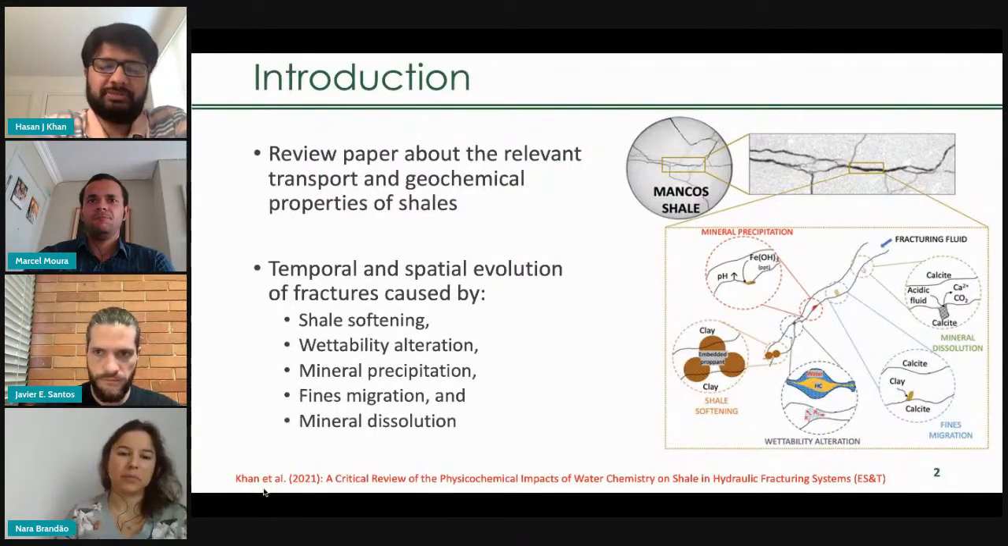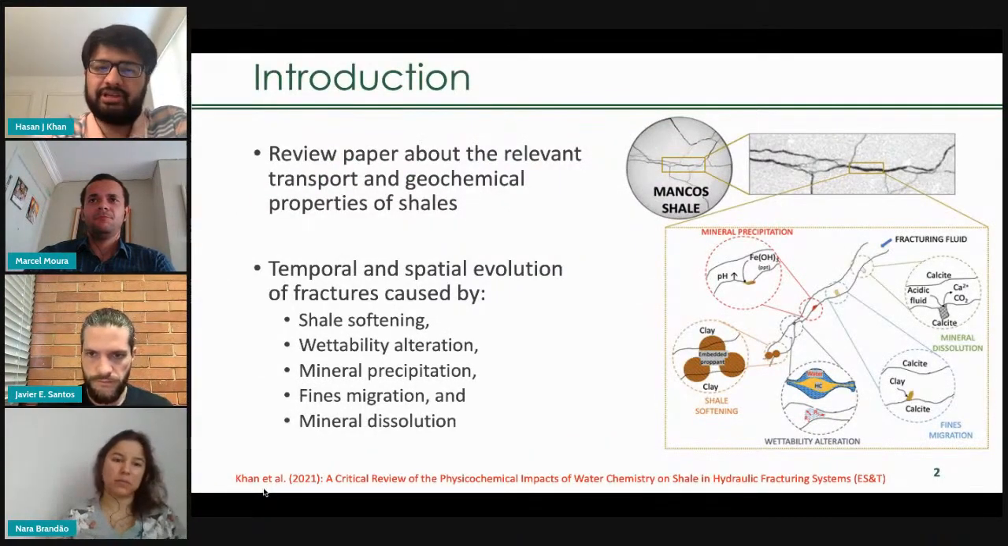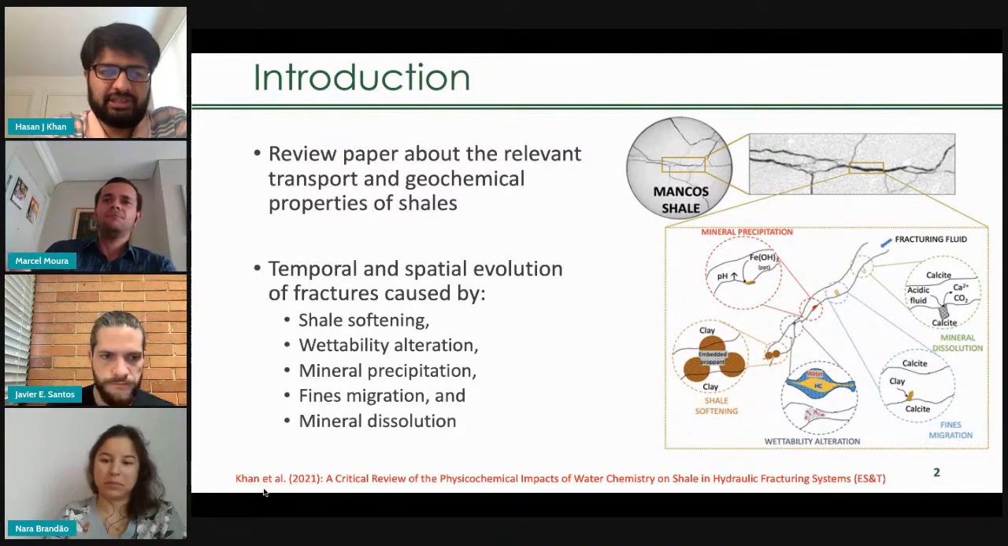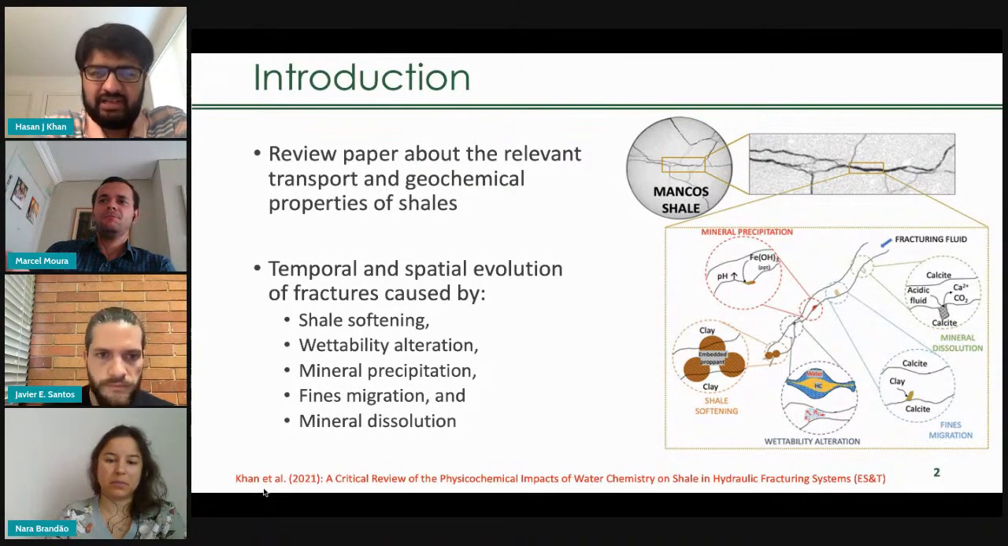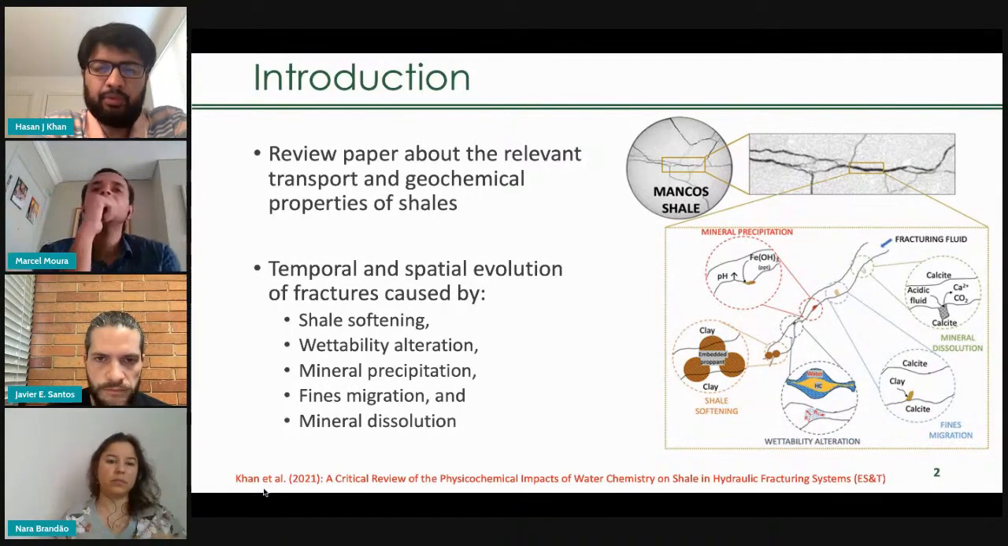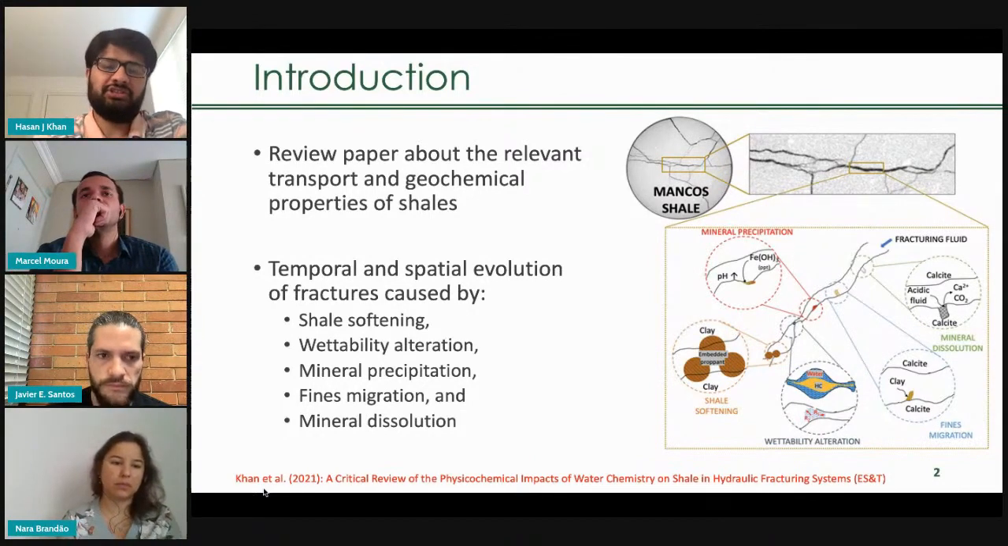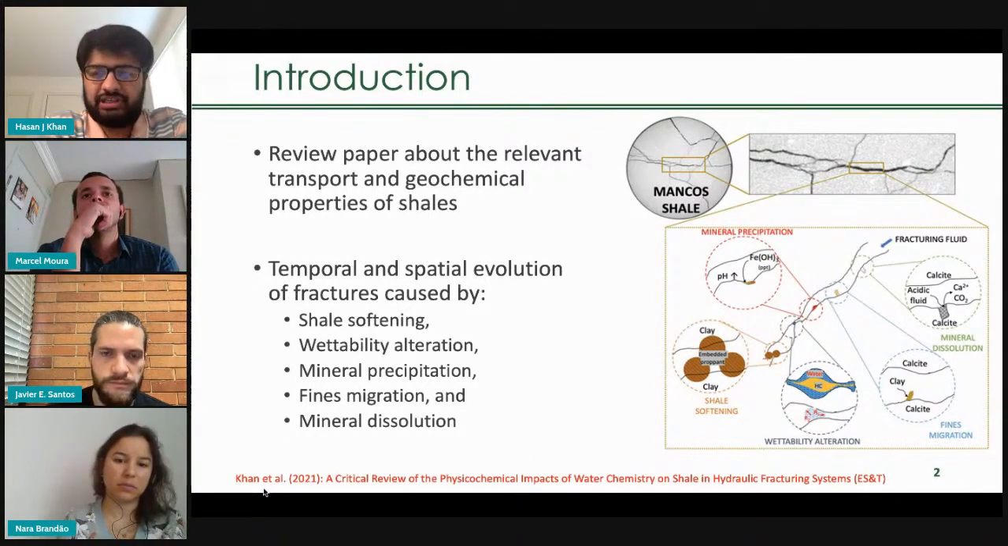So I'll start this presentation by talking a little bit about a recent review paper that we published, in which we review the relevant transport and geochemical properties of shale. Specifically, we focus on 5 mechanisms via which we see temporal and spatial evolution of the fractures. This includes shale softening, mineral precipitation, wettability alteration, fines migration, and mineral dissolution.